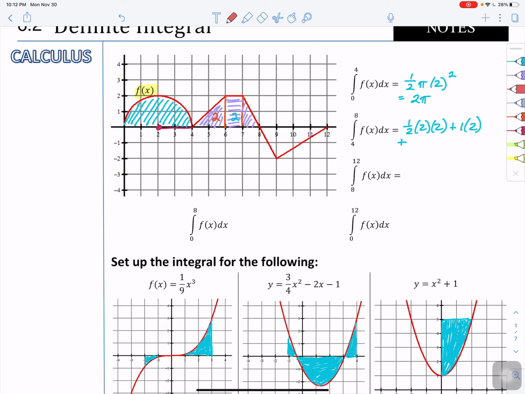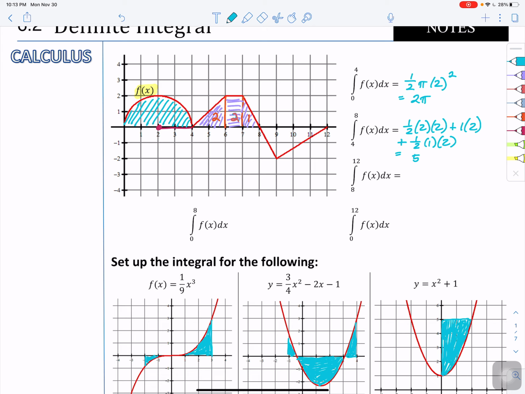And then we have the area of this small triangle, 1/2. My base is 1 and my height is 2. So as you can see, we have 2 plus 2 is 4, plus 1 is 5. You could have also counted those units. This area is 1. How about the integral from 8 to 12?